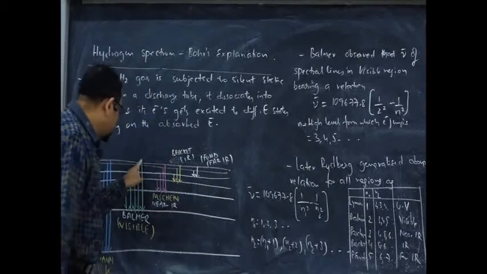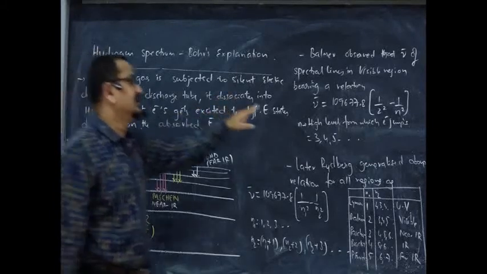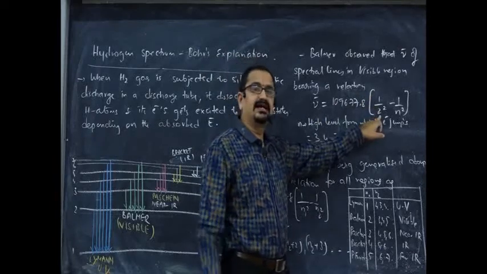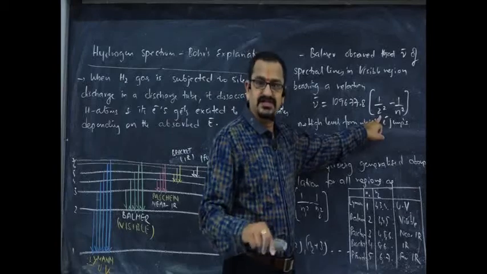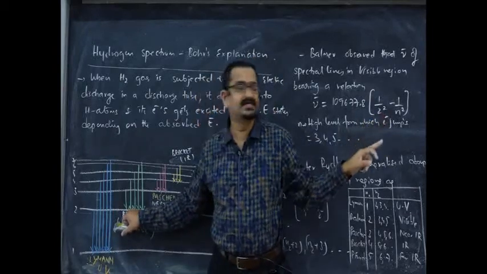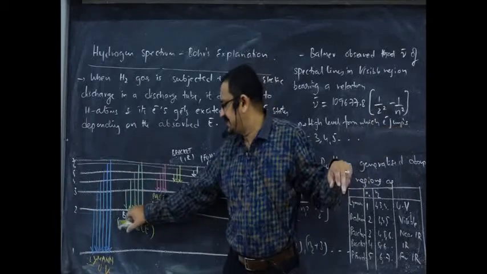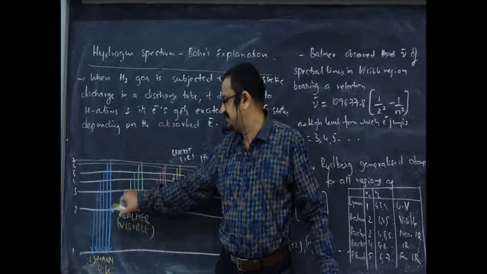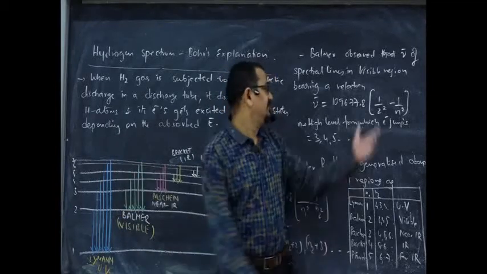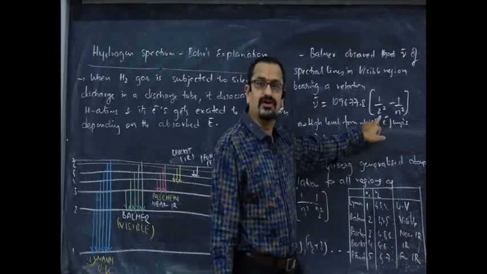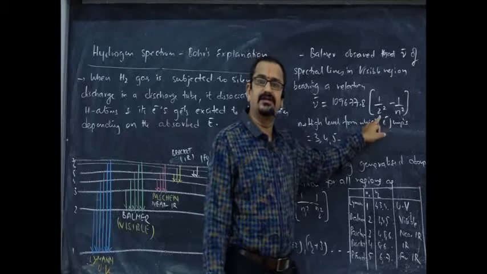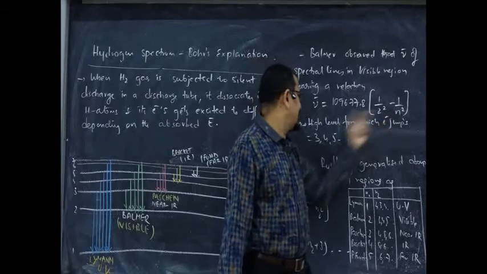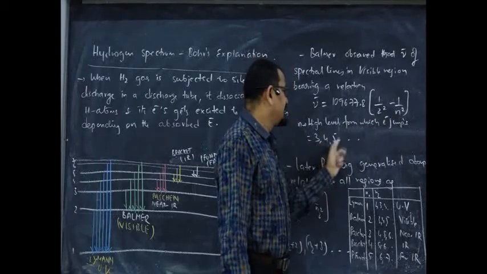So, the wave number of the visible region was expressed by Balmer using this relation: 109677.8, a constant, into 1 by 2 square, that is the least energy level for spectral lines of the visible region, and the highest energy level starts with 3. The minimum high energy level possible to give a spectral line in the visible region is 3, then 4, 5, 6, 7. So the least energy level is 2 for the Balmer series, the visible region, as it was discovered by Balmer. 2 is the low energy state, and n, the high energy state, starts from 3, 4, 5, and so on.